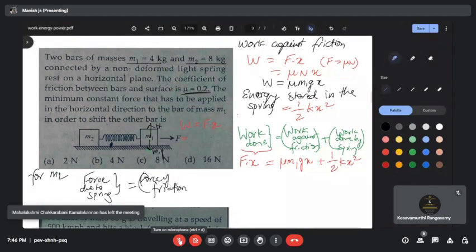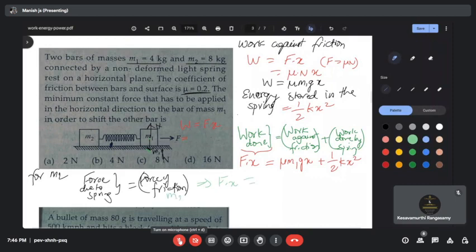If I equate these two quantities, what do I get? Force due to the spring, as per Hooke's law, is, since work done is equal to force into displacement, F into X is equal to the force of friction on block m2. For m2, the force of friction is mu m2 into g this time, because it is the second bar. So I change the formula to mu times m2 into g. So you get Fx is equal to mu m2 into g.